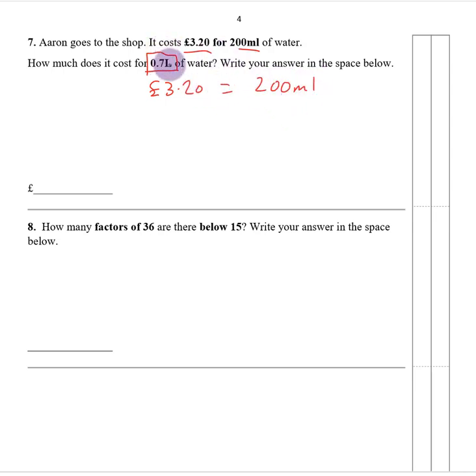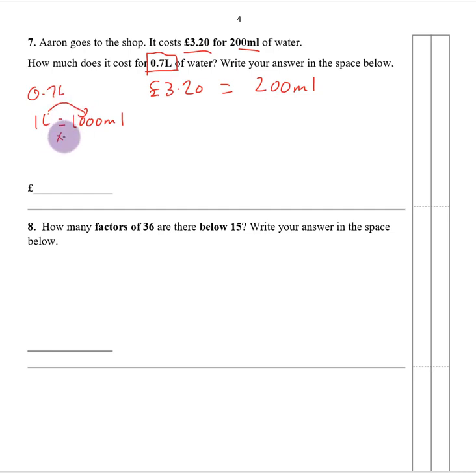Now 0.7 litres, we've got millilitres here, so we're going to change it into the same thing just to make life that little bit easier. So 1 litre equals 1,000 millilitres. So how do I turn litres into millilitres?